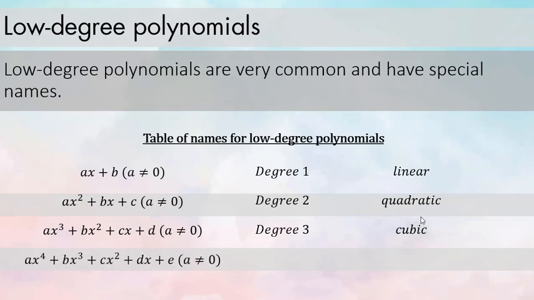And finally, we have ax to the power of 4 plus bx cubed plus cx squared plus dx plus e. This polynomial is of degree 4, and we call it quartic. Please do not be confused between quadratic and quartic. Quadratic and quartic.